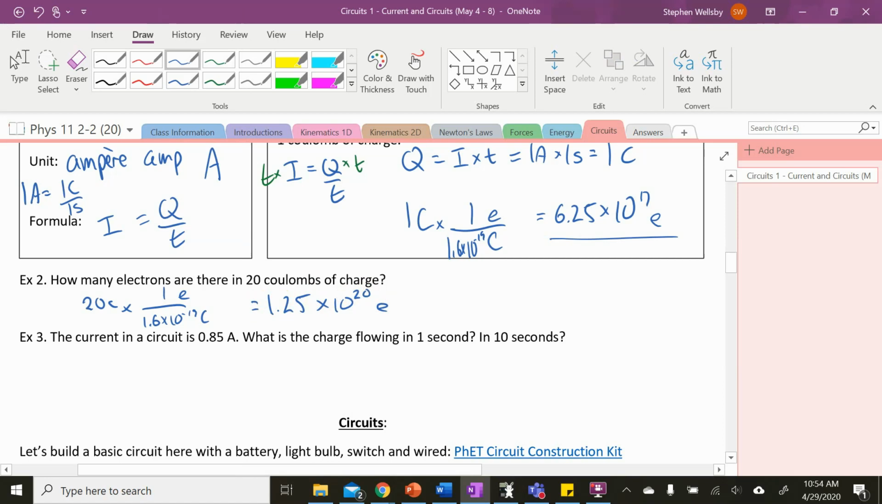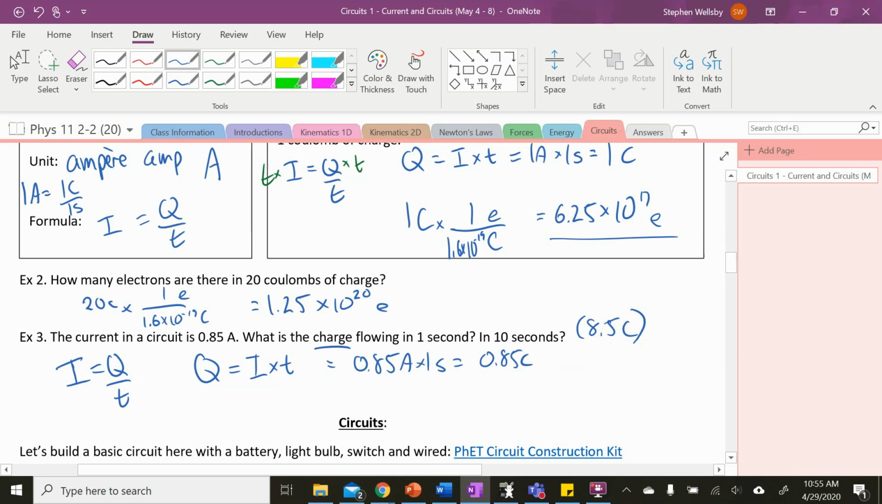And the current is 0.85 amps. What is the charge flowing in 1 second or in 10 seconds? Well, we are trying to find out charge, and so we have this formula rearranged for charge. Charge equals current times time. In this case, it's 0.85 amps times 1 second equals 0.85 coulombs. And then in 10 seconds, we just multiply the time by 10. So for this part here, that would be 8.5 coulombs of charge.